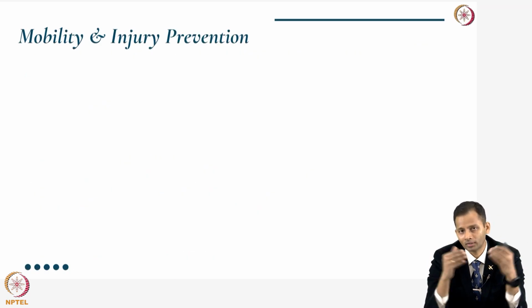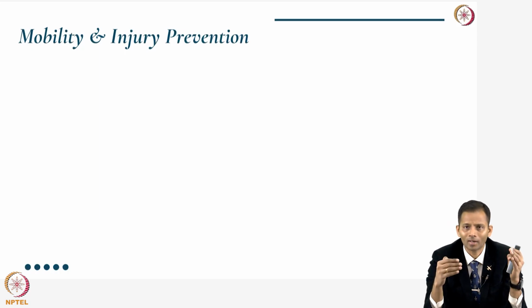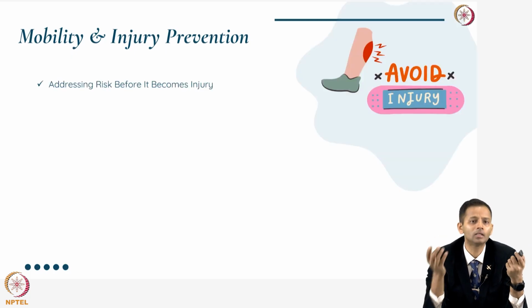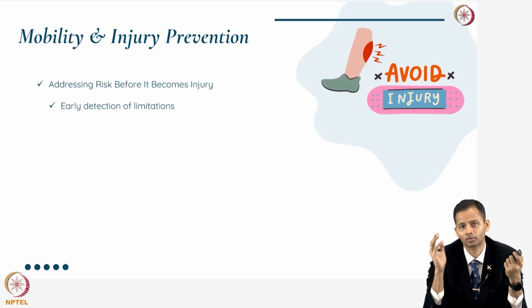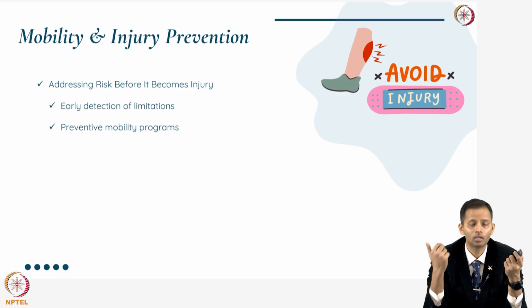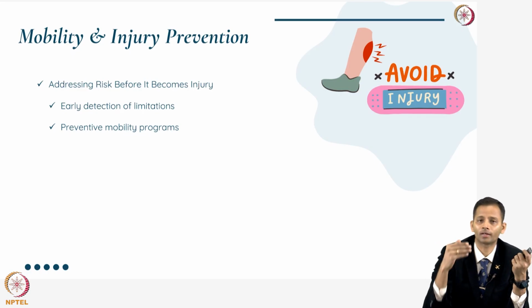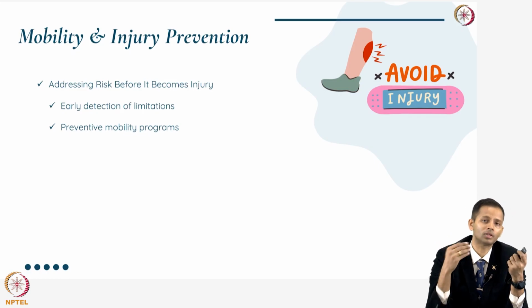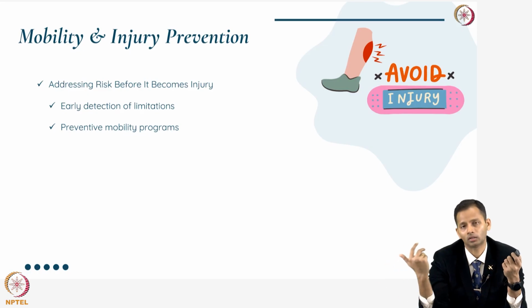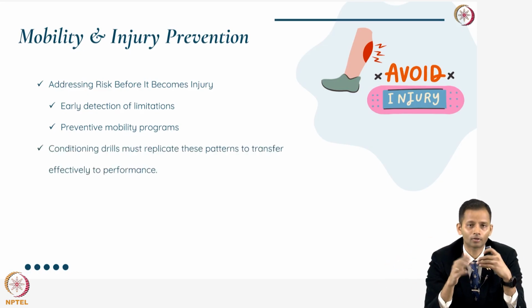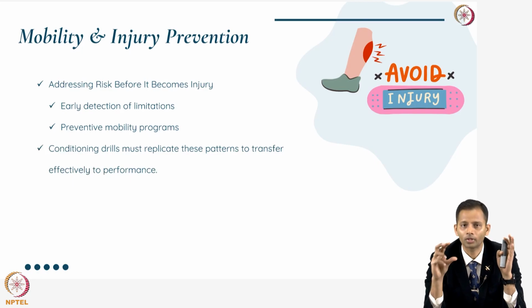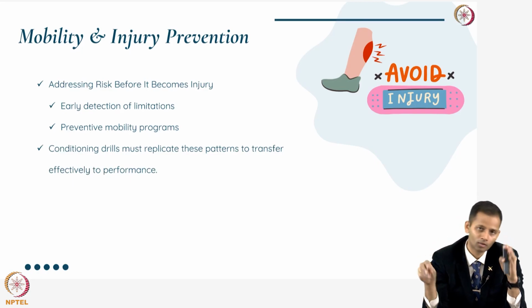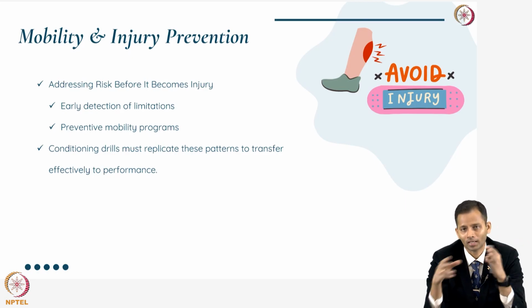So following such a proper schematic and flowchart based approach will help in preventing injuries as well. Early detection of the deficits and the limitations can be done. You can also prevent injury by including mobility programs in the warm up as well as stretching programs in the cool down, and conditioning drills.